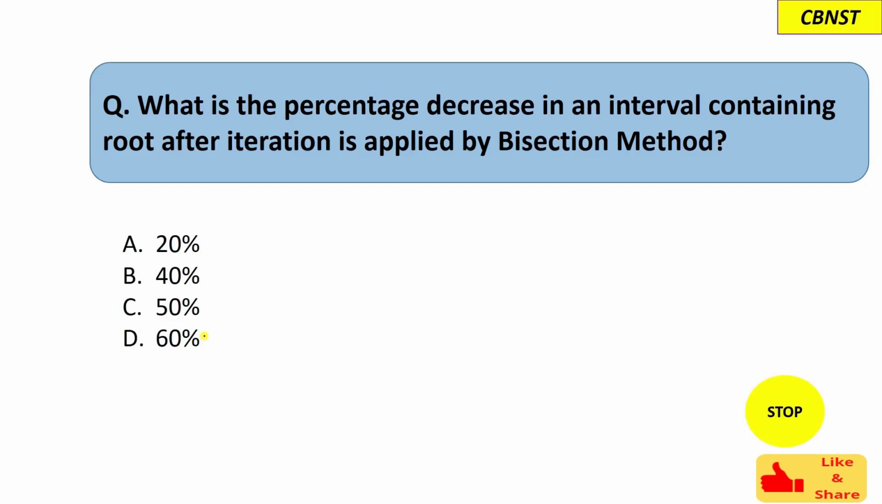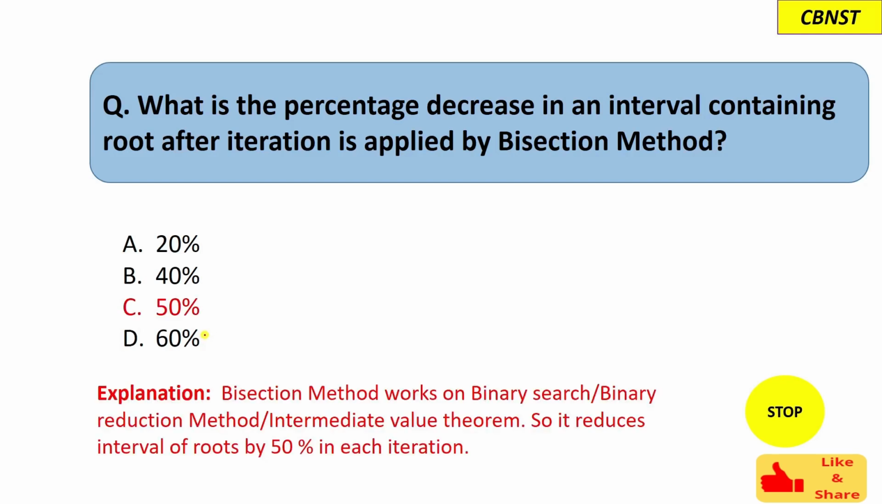So I hope you have got the answer. The correct answer for this question is option C. That means we have 50% reduction. So why this answer? You know that the bisection method works on the principle of binary search, or you can say the intermediate value theorem.